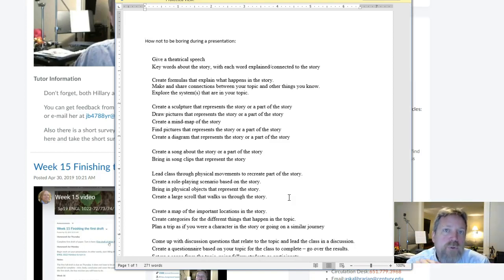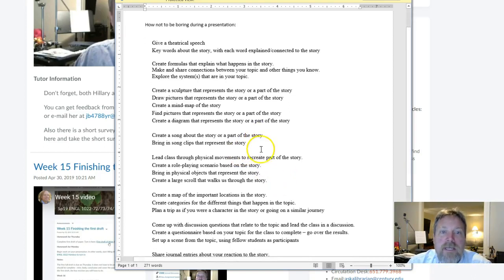When it comes to your presentation, it's going to break you down into groups, like in your writing groups. You'll have the link to the handout that's already filled out, so everybody's got that information. Then you're going to have this presentation where you're pulling out the most interesting things. So I know one person is looking at institutionalized racism, and one of the topics here is to explore the systems that are in your topic.